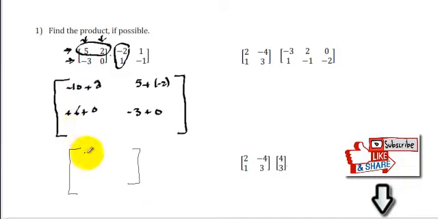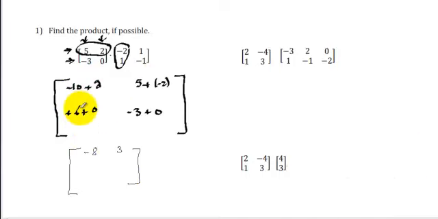-10 plus 2 is -8. 5 plus -2 is 3. And 6 plus 0 is 6. -3 plus 0 is -3. So this would be the product of the first two matrices.